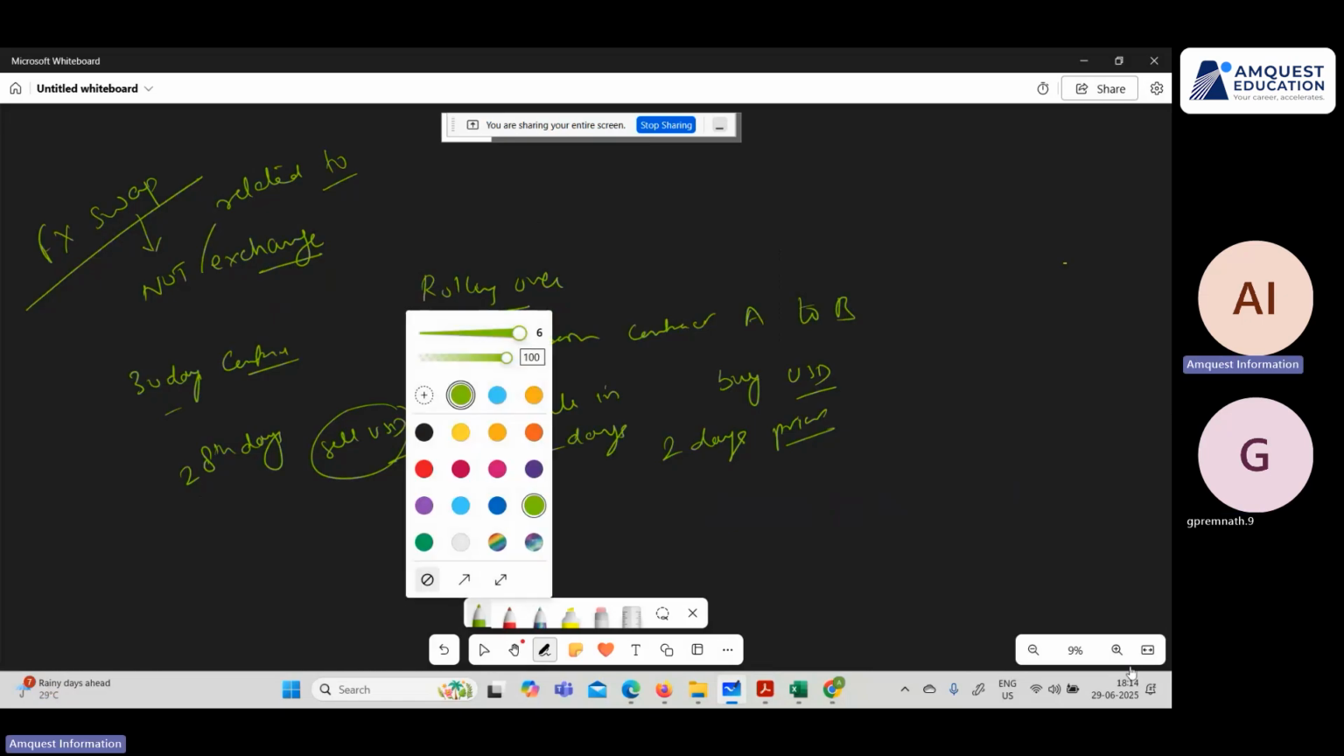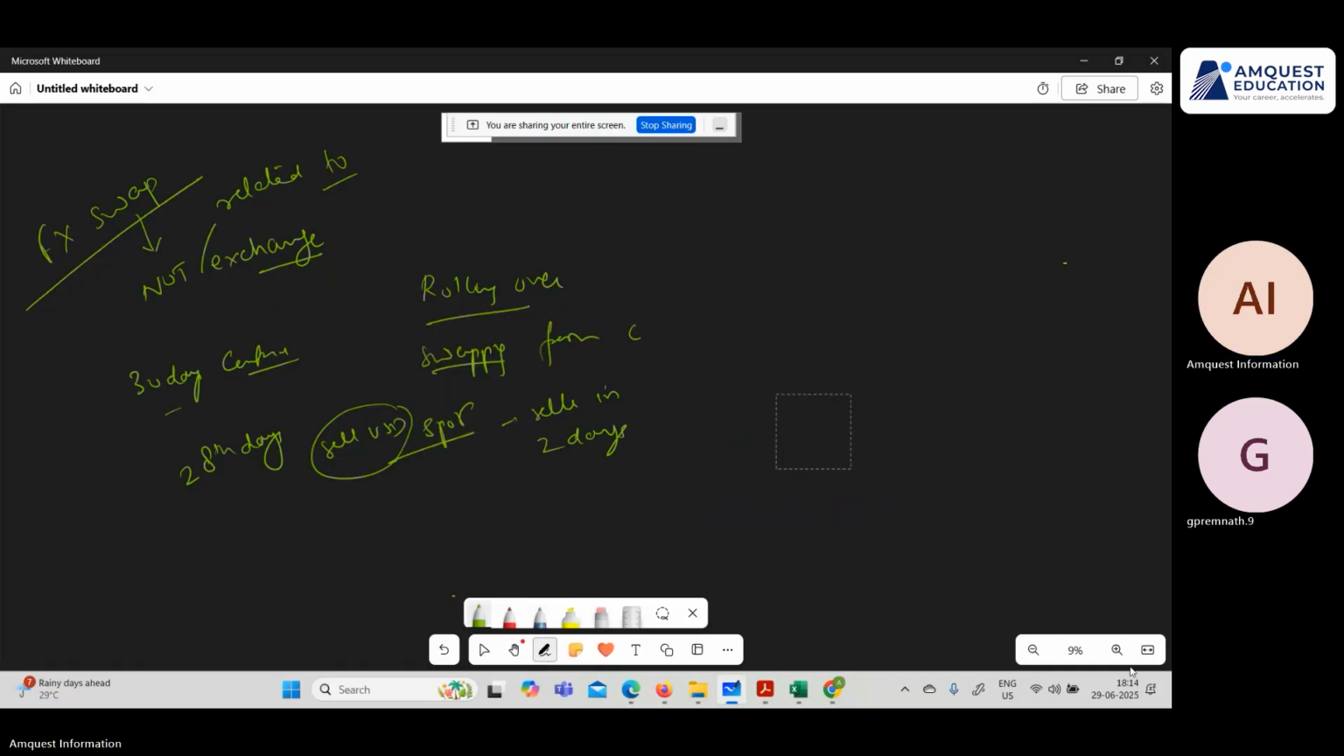So effectively, what you're doing is, when you have zero, 28, and this 30, you have a 30 days contract of buying USD, which will get settled on the 30th day. You are selling USD spot, which will get settled in 2 days. So this is over. And then you get another contract from here, 30 days buy USD.